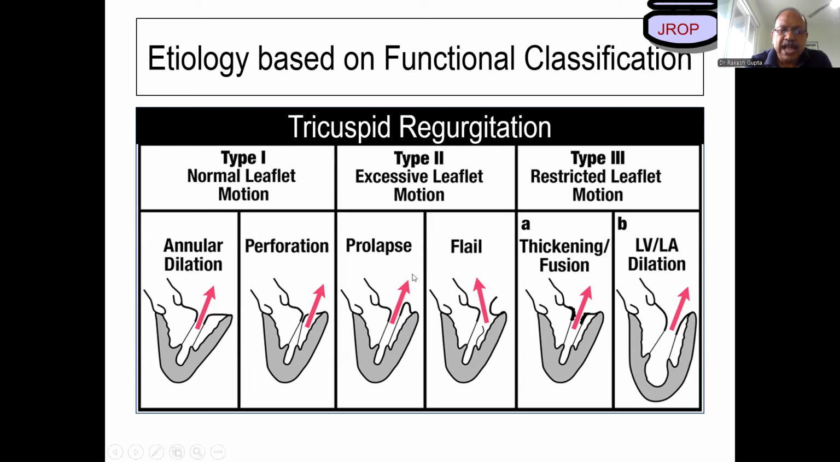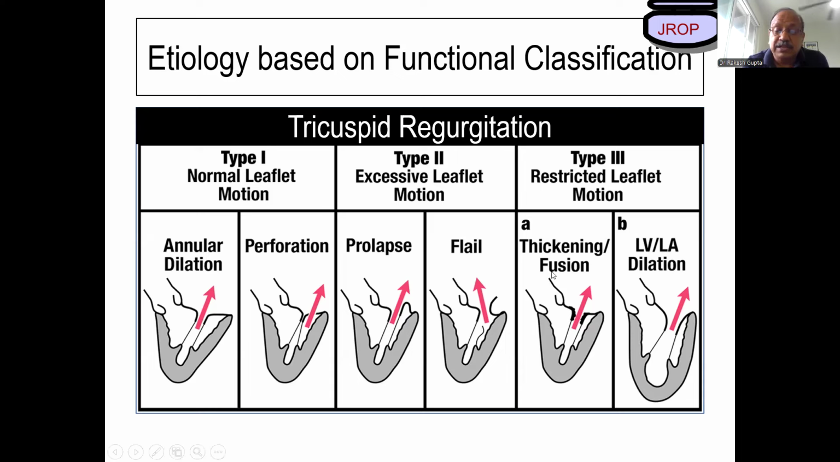Then second is prolapse and flail. If you have a prolapse and flail, again the same issue comes. We try to repair this flail or prolapsed valve leaflet by doing annuloplasty, or some people try to replace it. And the word is going around the world that we can do clipping of these flail valves on the right hand side as we do mitral clips on the left hand side.